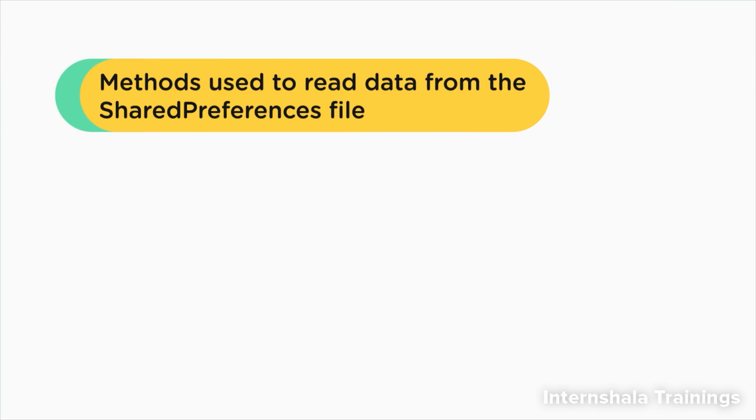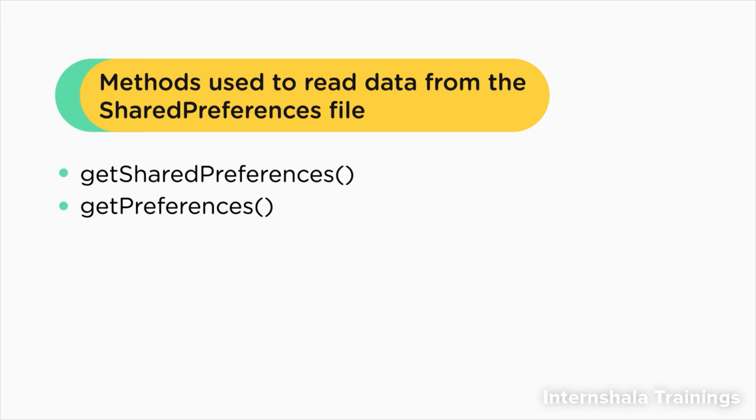Alright, now let's look at the two methods that can be used to read data from the shared preferences files. One is the getSharedPreferences method and the other is the getPreferences method. As the names for both these methods suggest, they are used when we want to access or get the data stored in the shared preferences files. Let's look at each one of them.